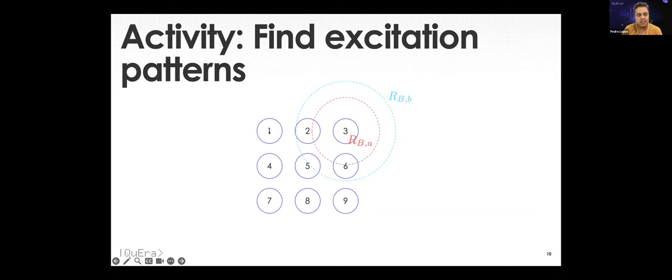So the lesson here is that whenever I have the blockade mechanism, I can use it to sort of infer what's going to happen at a larger scale.